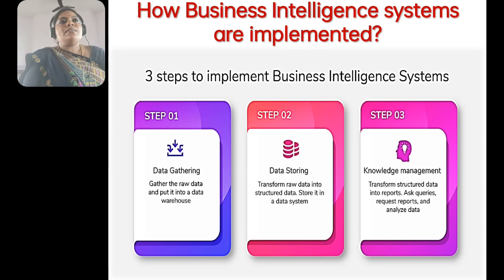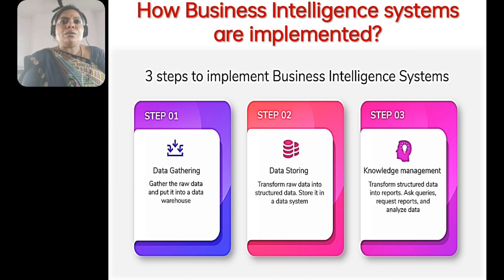And the next one is how business intelligence systems are implemented. Actually, there is a three-step process. The first one is data gathering, which means we gather the raw data and input the data into a data warehouse. A data warehouse is software used to store all kinds of data, an area where we can store a huge amount of data. So whenever we want, we can get it from the data warehouse.